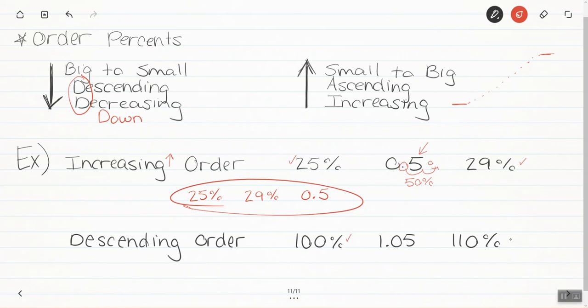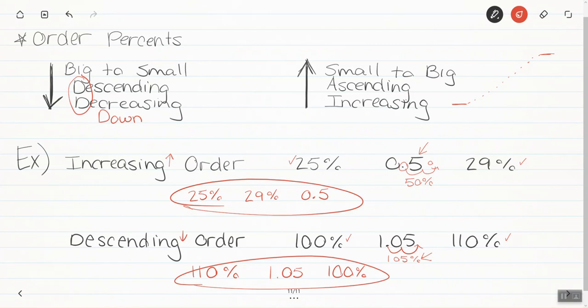So the 100% checks out, the 110% is a percent already. I need to change the one in the middle to a percentage, move 2 towards where the percent sign would go, so that makes this 105%. Descending goes down. I can see that from my notes. So I'm going to go greatest to least. My greatest one is going to be that 110%. Continuing going down, it's going to be this 105%, but I need to write it in its original form, which is 1.05. And then the last one would be 100%. So that is your answer for that last example.